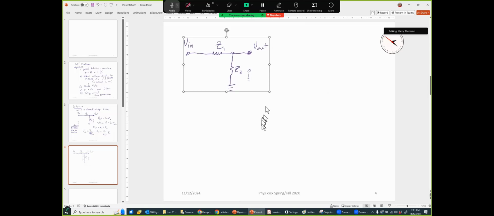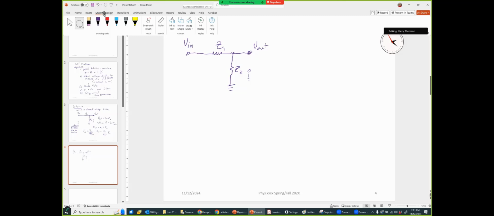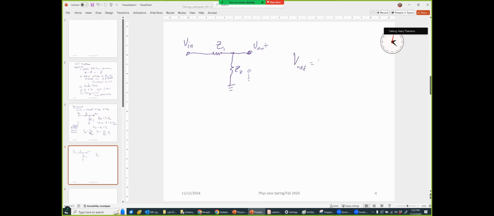All right. So we had V out equals V in over Z total times Z2. Is everybody cool with V out being the voltage across Z2? Should I go over that?